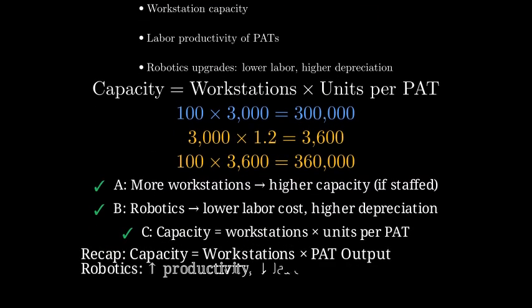Let's wrap up with a short recap. The key idea is that output capacity is driven by two simple components: how many workstations you have and how productive each assembly team is. Robotics can make each team more productive, which increases capacity, but it also changes your costs by reducing labor expenses and increasing depreciation. So, the true statements are exactly the ones that connect capacity to workstations, connect productivity to teams, and explain the cost trade-off of robotics. If you remember these three ideas, you will be able to answer almost any assembly operations question correctly.